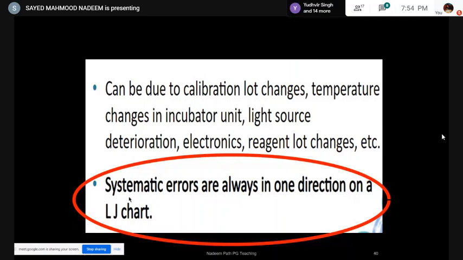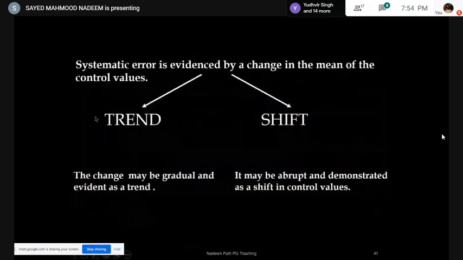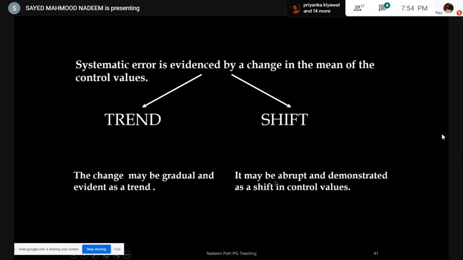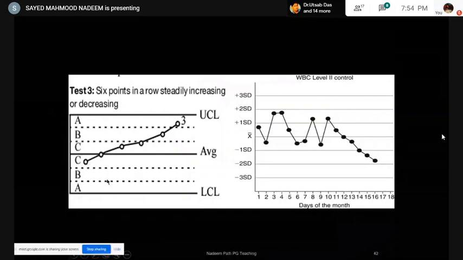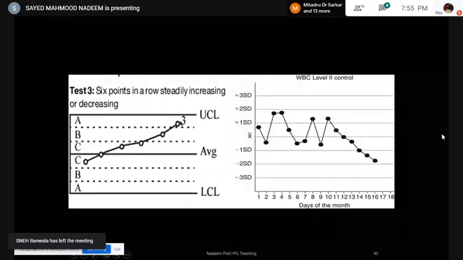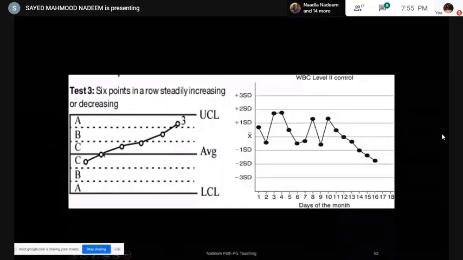Systematic errors can be divided into two categories: trend or shift. Trend is something which is gradual in its nature. It is evolving gradually. And shift is something which is abrupt. Suddenly it happens. Say, for example, if you see this LJ chart, you can see that the control is gradually going up. From here, it goes up and up and up. And if we continue allowing this to go, very soon it is going to cross the 3 standard limit. So this gradual movement is a trend.